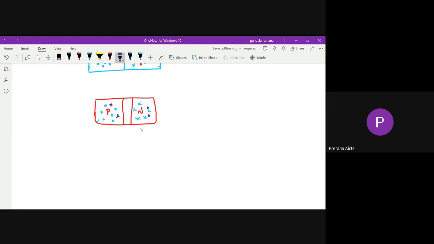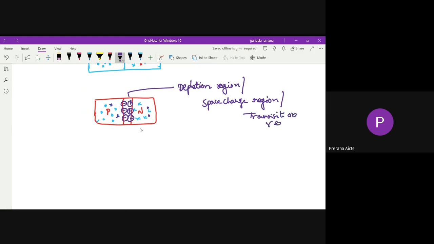Here immobile ions are formed immediately. So this region is called the depletion region, or space charge region, or transition region.